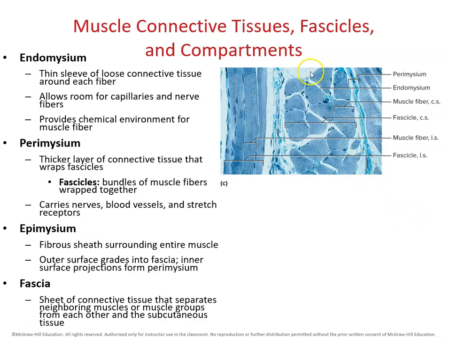Okay, so if I have a muscle fiber, and this is a cross-section of a muscle fiber, the endomysium is going to go around that muscle fiber. And then the perimysium is going to go around the fascicle. So here's my fascicle, this broader region, and the perimysium is going to go around that.